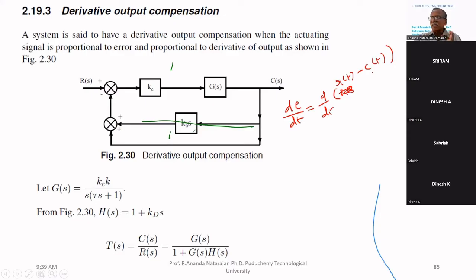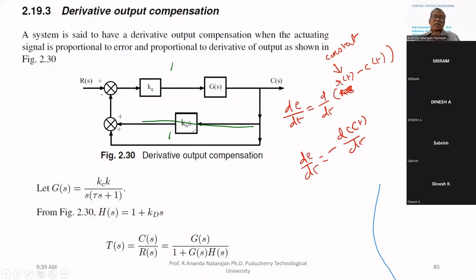Suppose I want to maintain the output always at 500, what is the change in r? No, it is a constant. Most of the time it is constant. Therefore, de/dt is equal to, if r(t) is constant, minus dc(t)/dt. So de/dt is nothing but minus dc/dt. Am I correct or not?